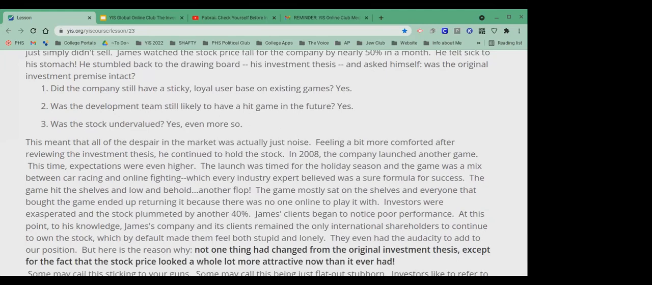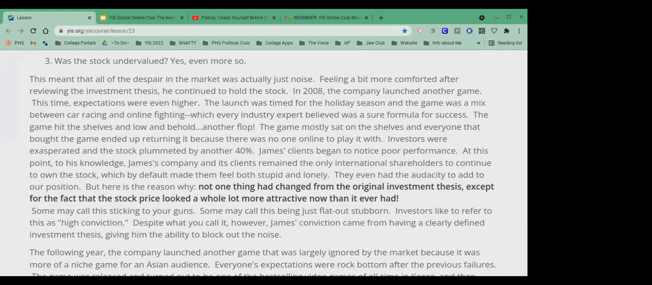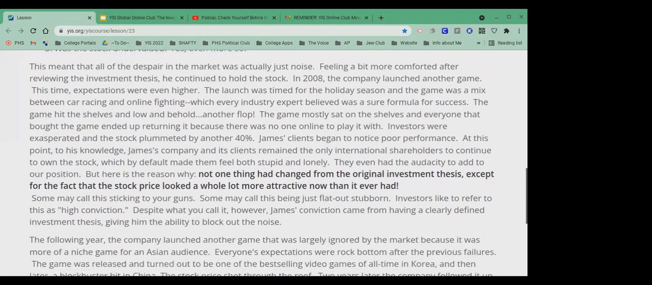Even though this first game flopped, there was still the potential that this strong development team would produce a good game that would help the stock's price. And then the third question was: was the stock undervalued? And yes, the stock became even more undervalued when it went down 50% in that month.